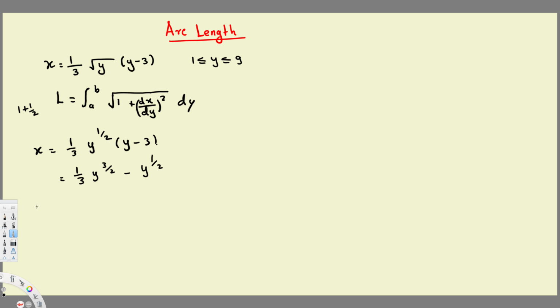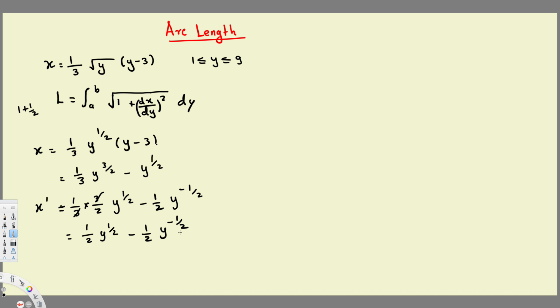Now let's do the derivative. The exponent comes to the front: 1 over 3 times 3 over 2, and we subtract 1 from the exponent, which is like subtracting 2 over 2, giving y to the power 1 over 2. And here we have half y to the power minus half. If you notice, we can cancel this 3, and we only have 1 over 2 y to the power half, and on the other side half y to the power minus half.